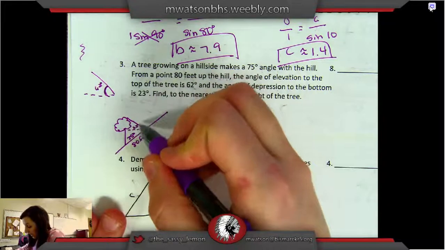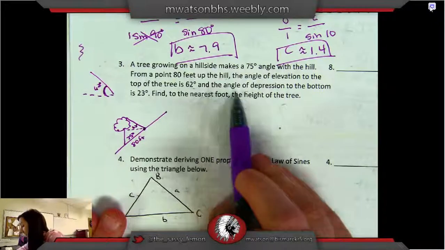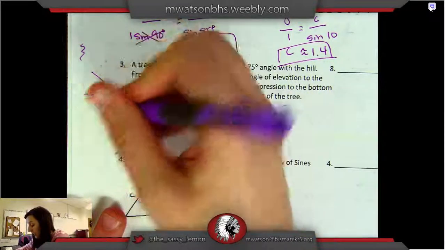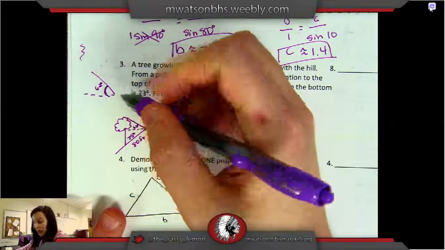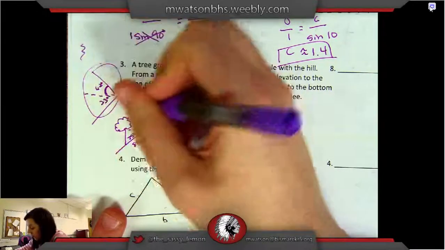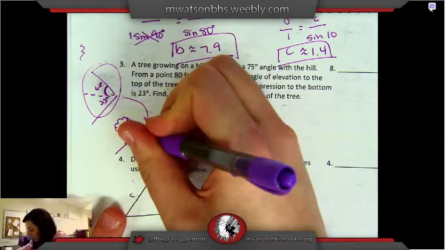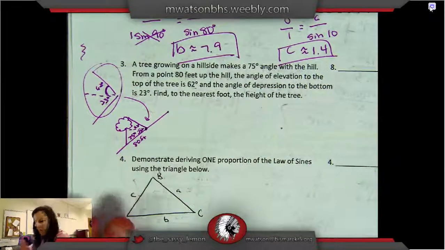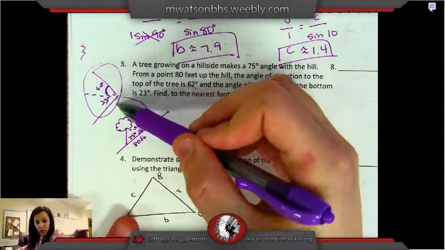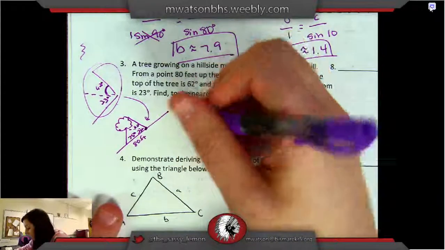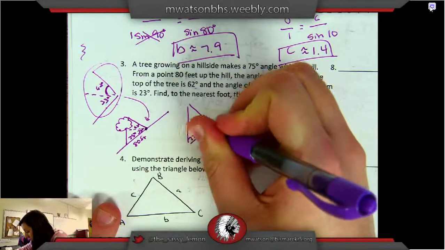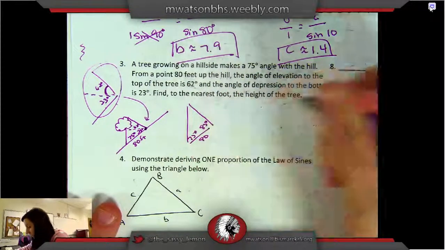That's not the whole angle yet, but then it says and the angle of depression to the bottom of the tree is 23 degrees. Angle of depression is from a horizontal line down. So this is what this angle looks like if you zoomed in a little bit. So that means that this whole angle then is 62 plus 23, which is 85. So I'm going to draw this triangle again with 75 degrees, 85 degrees, and 80 feet.